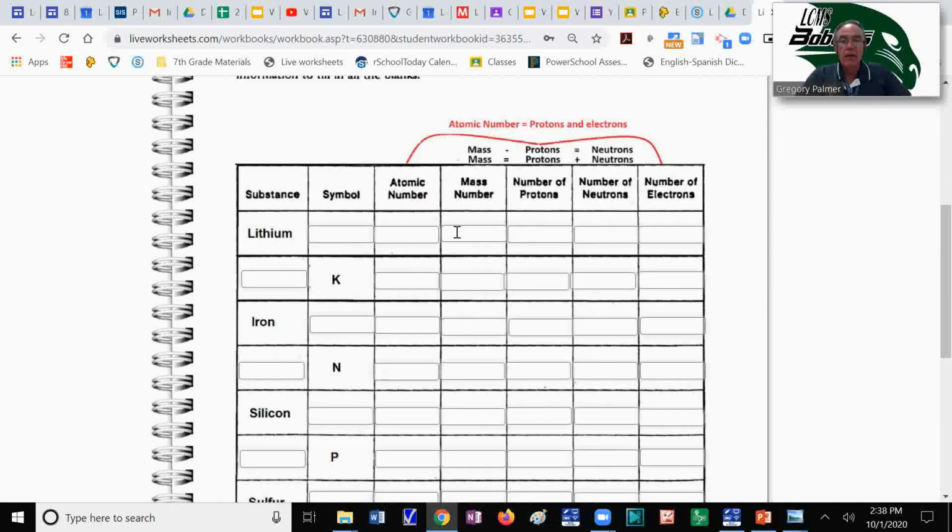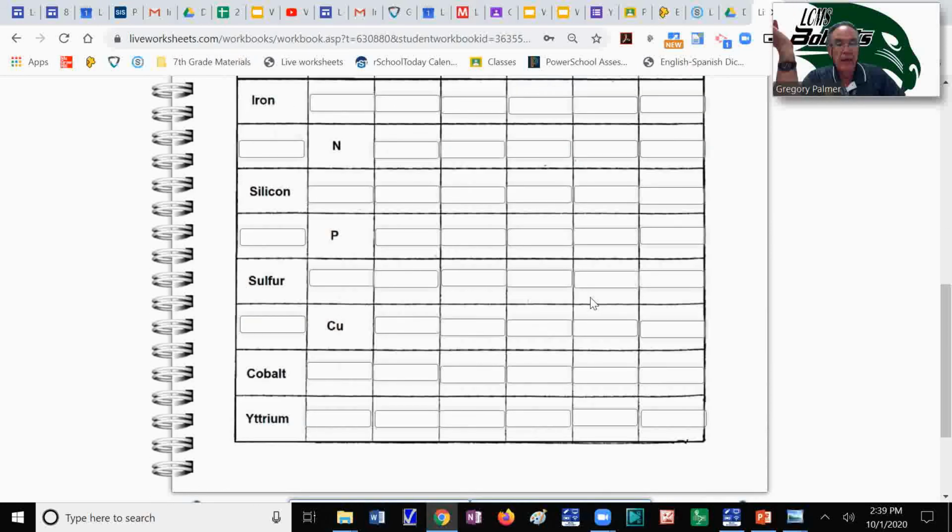On this one, okay, you're going to look on the periodic table. You're going to find the symbol for lithium, which is Li. And then you're going to find the atomic number for lithium, which is 3. And you're going to find the atomic mass, which we're rounding off to 7. You know that the number of protons, that's why I put this up at the top of the page, is equal to the atomic number. You also know that that's the number of electrons. To find the number of neutrons, you take the mass minus the protons. 7 minus 3 is 4. And you're going to go ahead and fill this out.